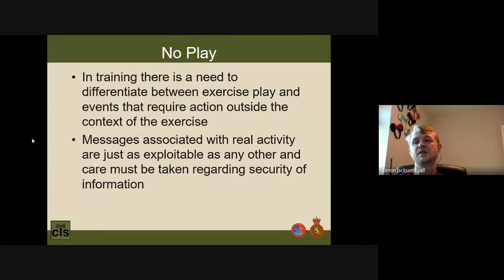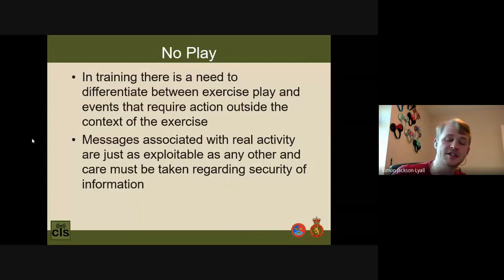Messages associated with real activity are just as exploitable as any other, and care must be taken regarding the security of information. We're doing current VP. We don't want to release information to our enemies and our potential enemies, and therefore we need to make sure that we keep using good voice procedure.